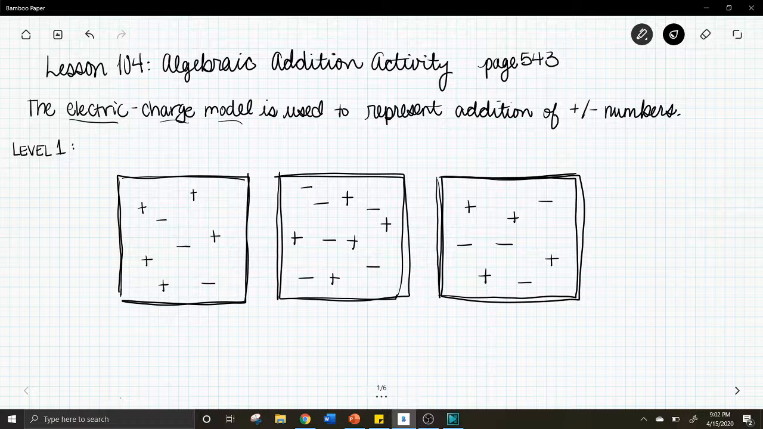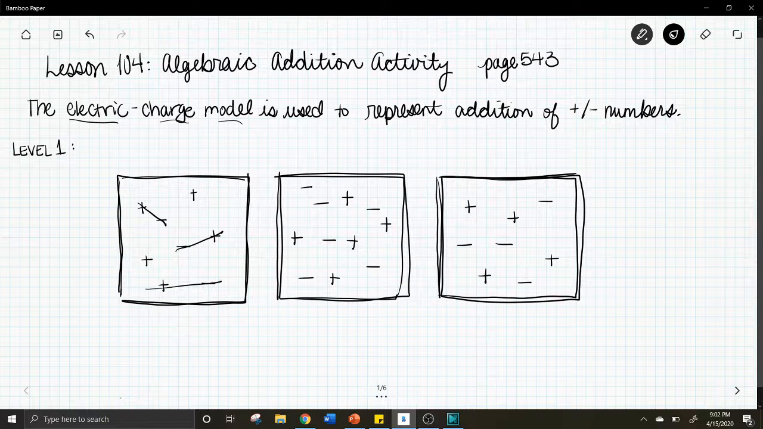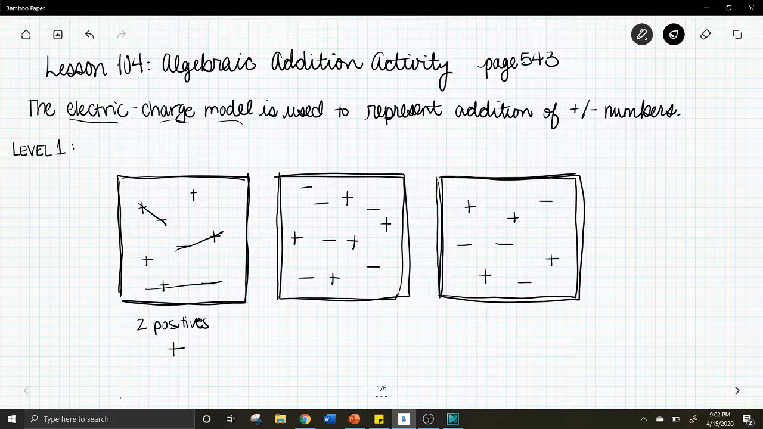So start with our first screen here. We're just going to jump right in. We don't have any mental math for this lesson, so we'll just get started. We'll cancel out pairs of positive and negative numbers. So that pair will get canceled out. This is a positive and negative, so it cancels out. This is positive and negative, and it cancels out. So 2 positives remain. That means there is a positive charge to this screen, okay? Because this is level 1, we're not actually looking at numbers, but we would just say this screen has a positive charge, okay?